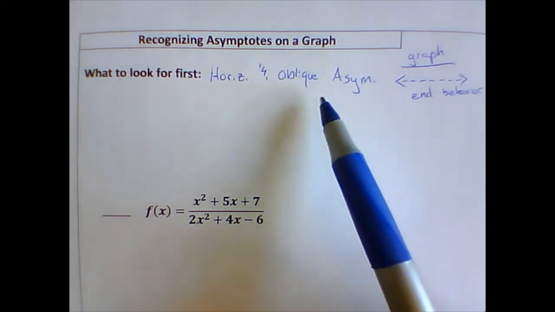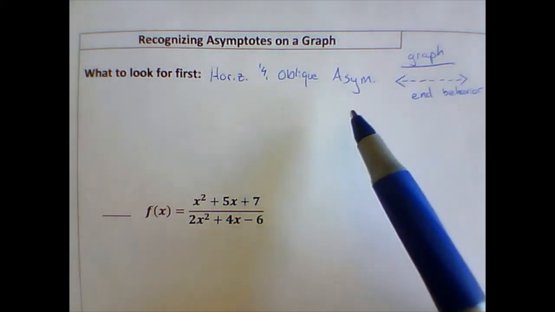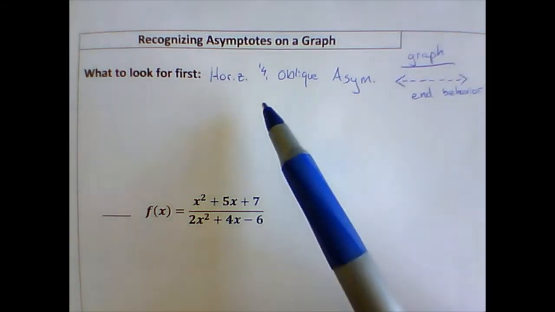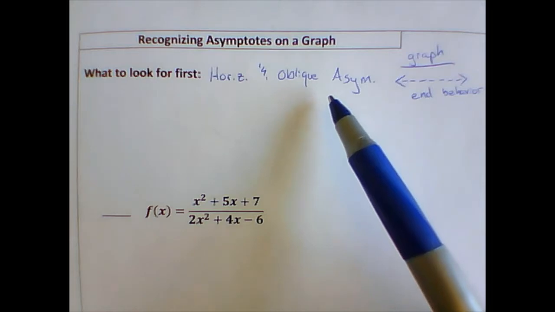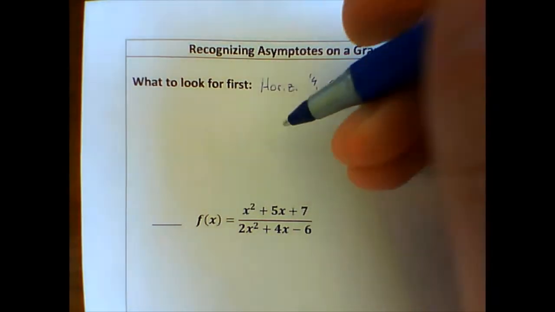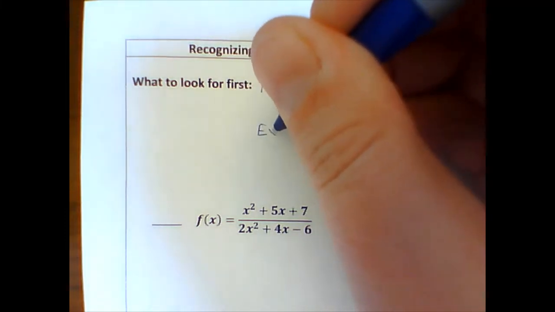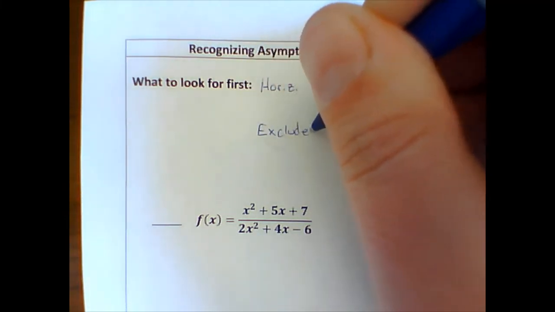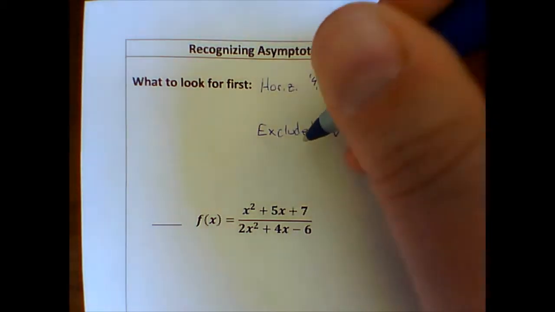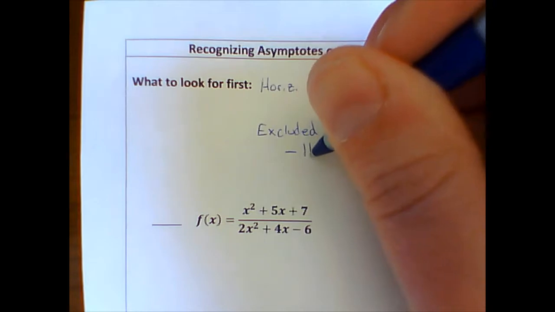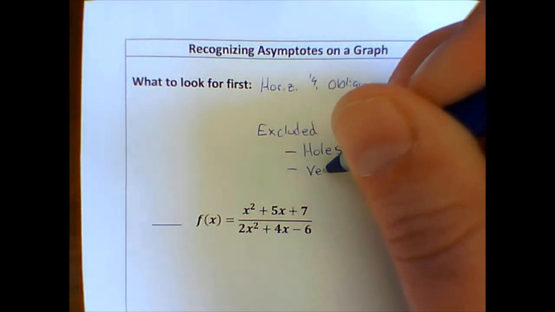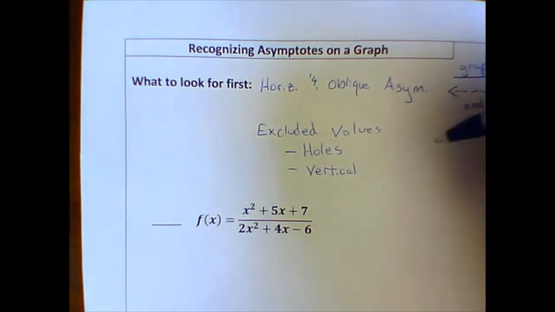So horizontal and oblique asymptotes are the easiest places to start, in my opinion, okay? So you can just kind of scan through, and you don't have to tear fractions apart. Okay, now what if those don't work? What else can you look for? Okay, the next place you start looking is you're going to be looking for excluded values. Okay, now excluded values, they're also called discontinuities. Those are your holes and your vertical asymptotes.